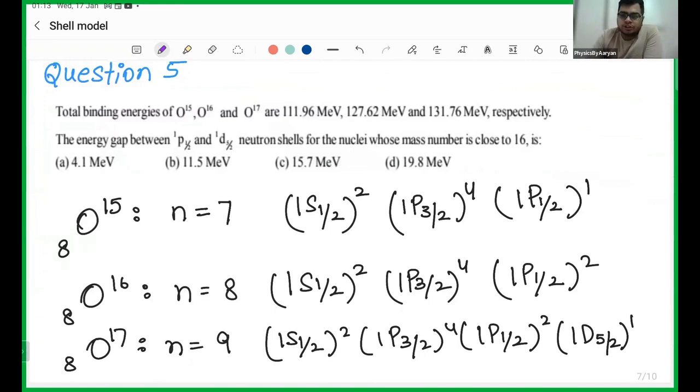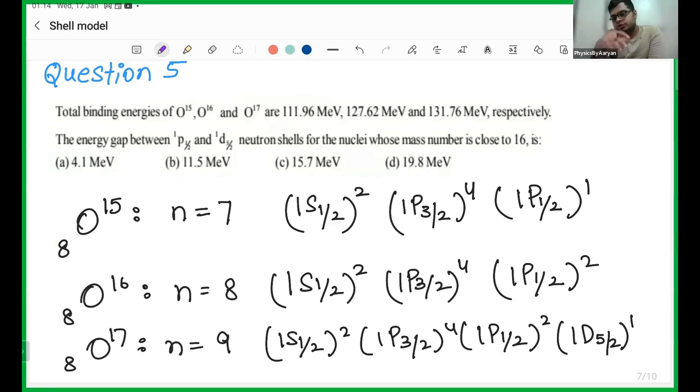They are giving you three oxygen isotopes. For oxygen 15, you have some binding energy. For oxygen 16, you have some binding energy. And for oxygen 17, you have some binding energy. They are asking what will be the energy gap between 1p 1/2 and 1d 5/2. How do we calculate such questions? For three different nuclei, they are giving you the binding energies, and they are asking what will be the energy gap between the two energy levels. Those energy levels are 1p 1/2 and 1d 5/2.